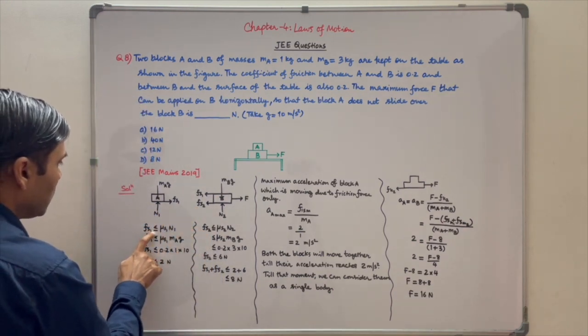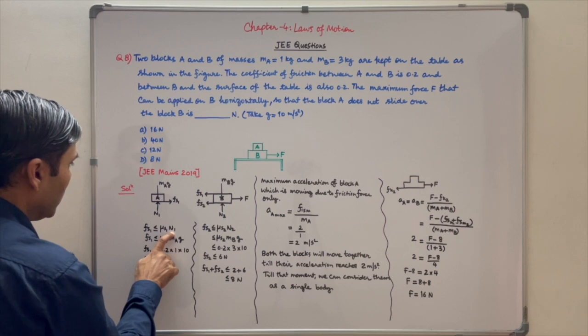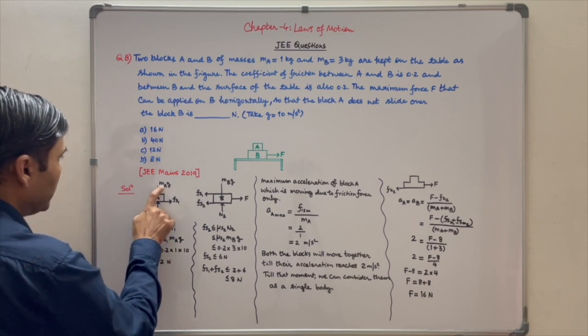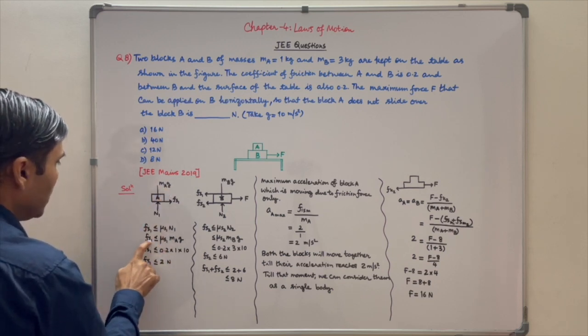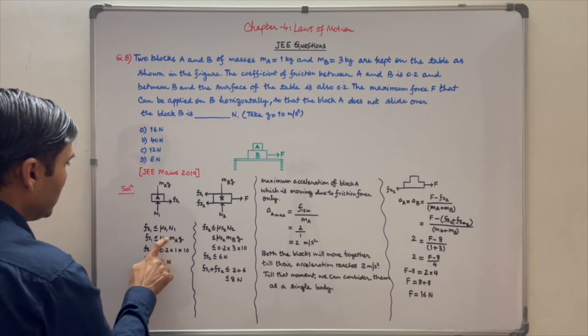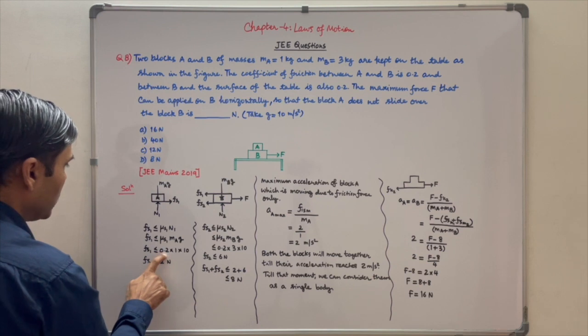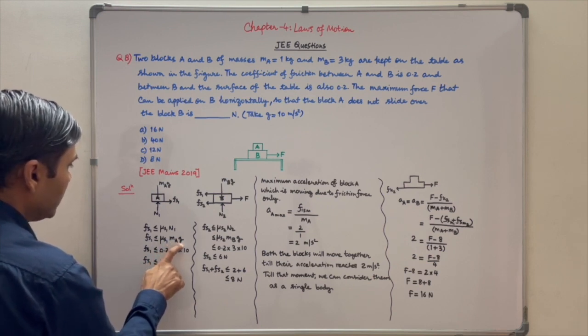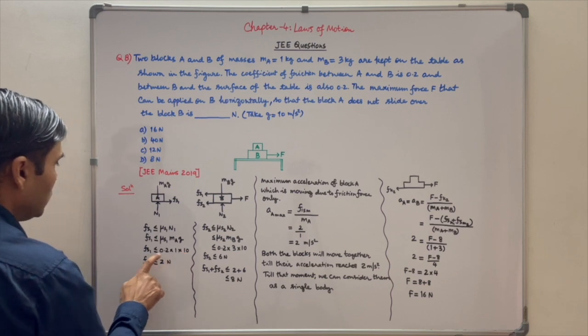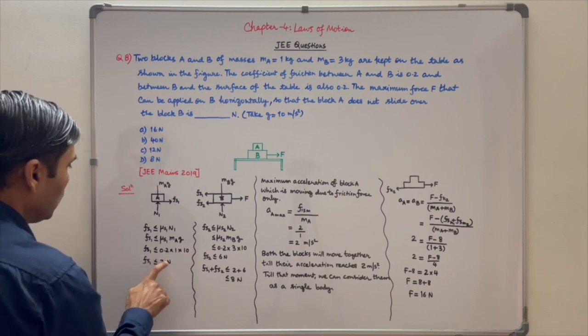Fs1 is less than or equal to mu s1 into N1, and N1 is equal to ma into g. So Fs1 is less than or equal to mu s1 into ma into g. Value of mu s1 is given as 0.2. ma is equal to 1 kg and g is given as 10 meter per second square. So Fs1 is less than or equal to 2 Newton.